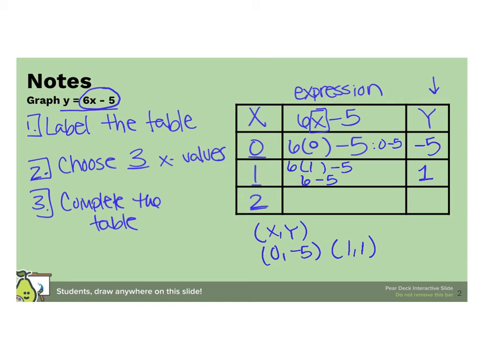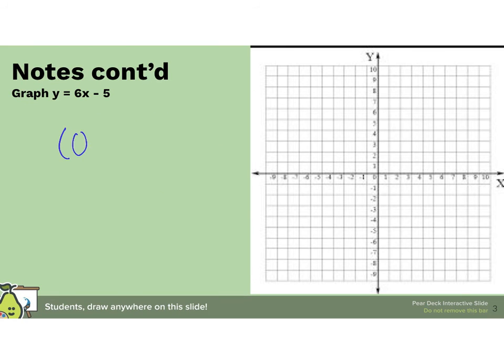Okay, and then finally, we're going to do 6 parentheses minus 5. This time we're filling in a 2 for the x. That's 12 minus 5, which is 7. Okay, so we have 3 ordered pairs, and on the next slide, I'm going to graph them. So it was 0, negative 5, 1, 1, and 2, 7.